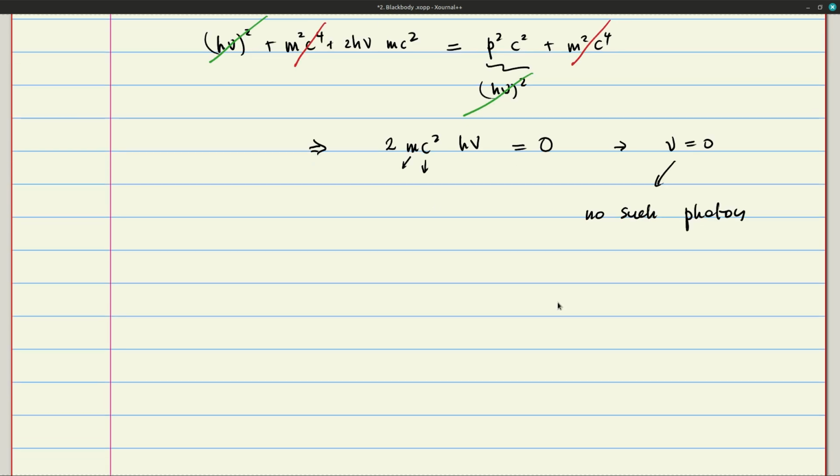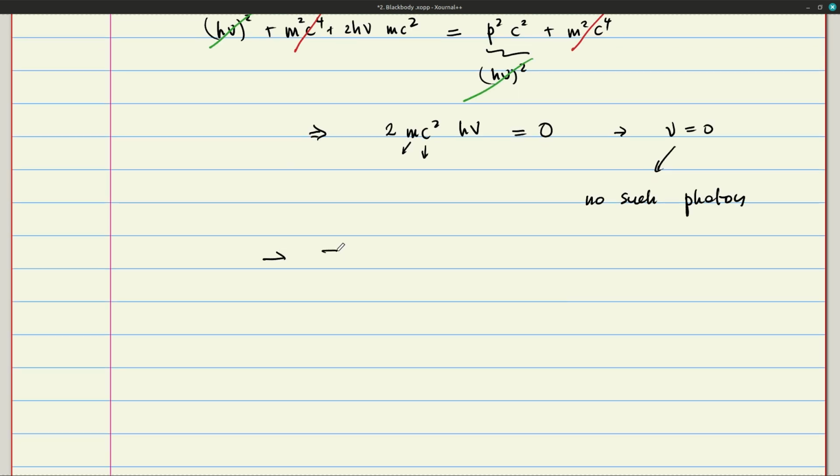So that means nu equal to 0 means there is no such photon. Then this process is not possible in nature. Any questions or comments?